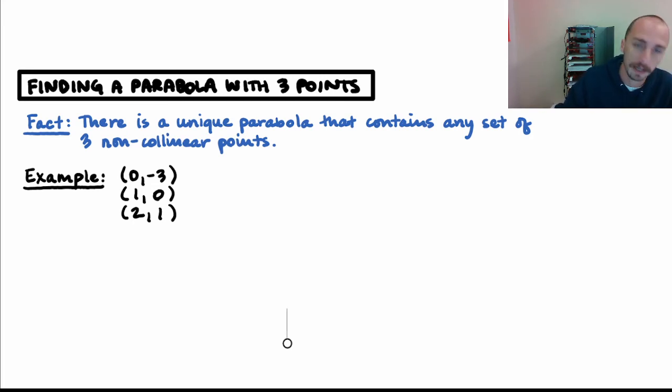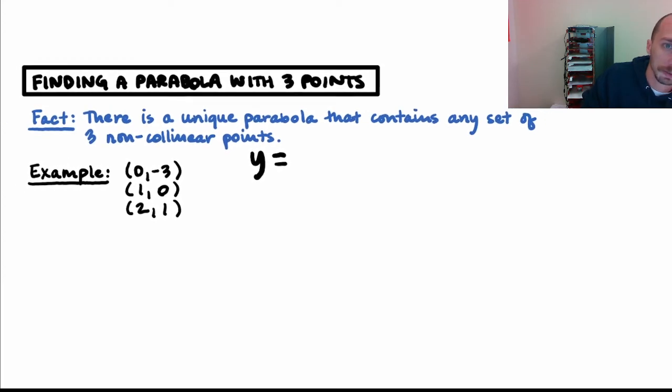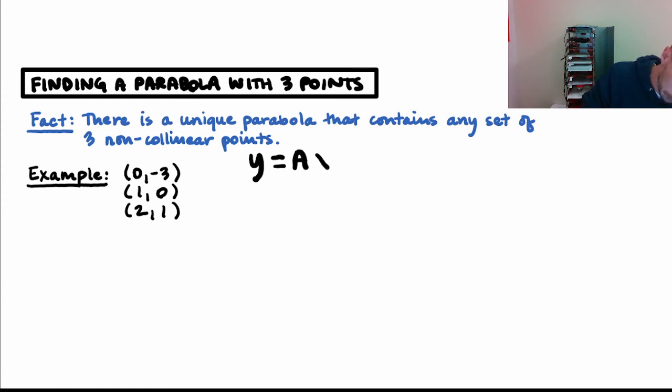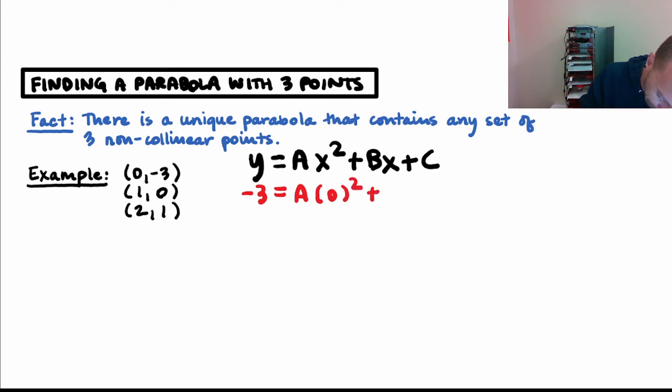Okay, now I want to show you how to write an equation for a parabola that passes through 3 given points. We know we're eventually heading for something like y equals ax squared plus bx plus c. I'm going to use each of these points to plug in for x and y, because a, b, and c are the things I'm setting out to find. So I'm going to plug in negative 3 for y and 0 for x. Then I'm going to plug in 0 for y and 1 for x.